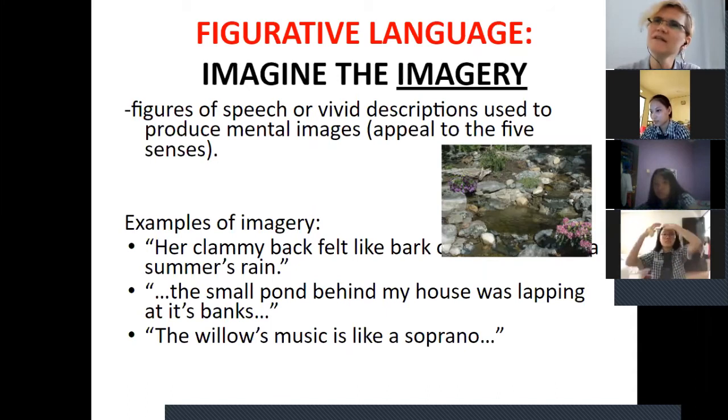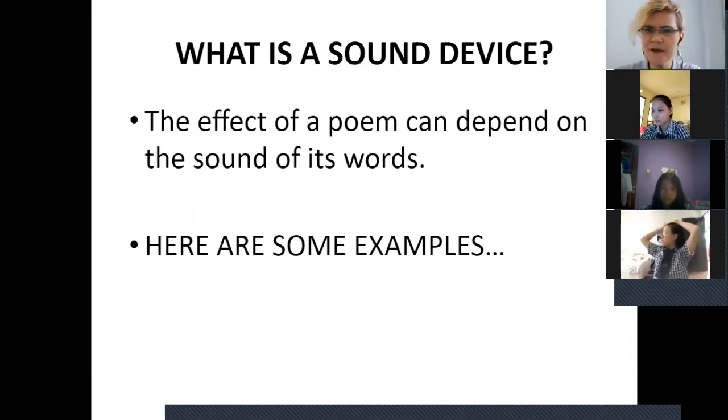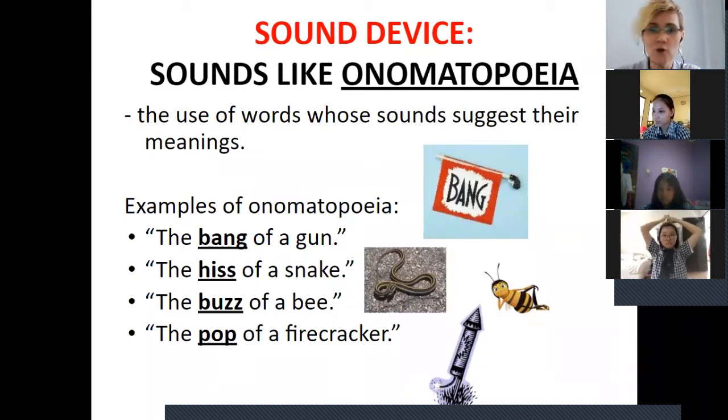Imaginarily, we can see it, hear it, feel it, touch it, and even taste it. That's the strength of it. Now, a sound device is also important because that comes back a lot in poetry as well. So the effect of a poem can depend on the sound. So that would be onomatopoeia. Remember that? The sound words are important, onomatopoeia.